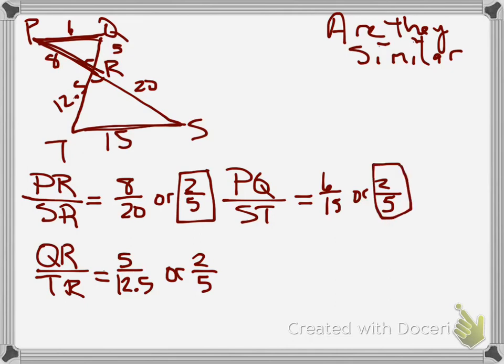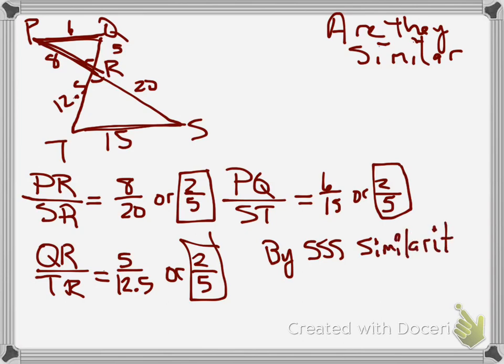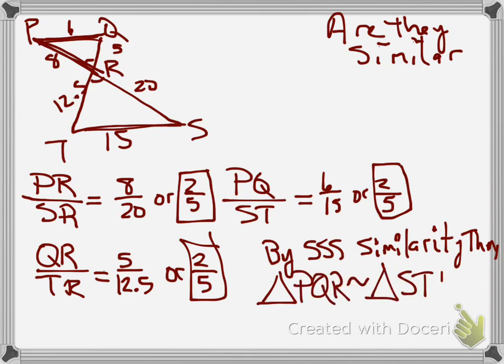But anyways, when I look at this, they all give me the same scale factor. They all gave me the same similarity ratio. So because of that, that means all three sides are similar. So then I can say by the side-side-side similarity theorem that the triangle PQR is going to be similar to STR. And that's it. How about another example?